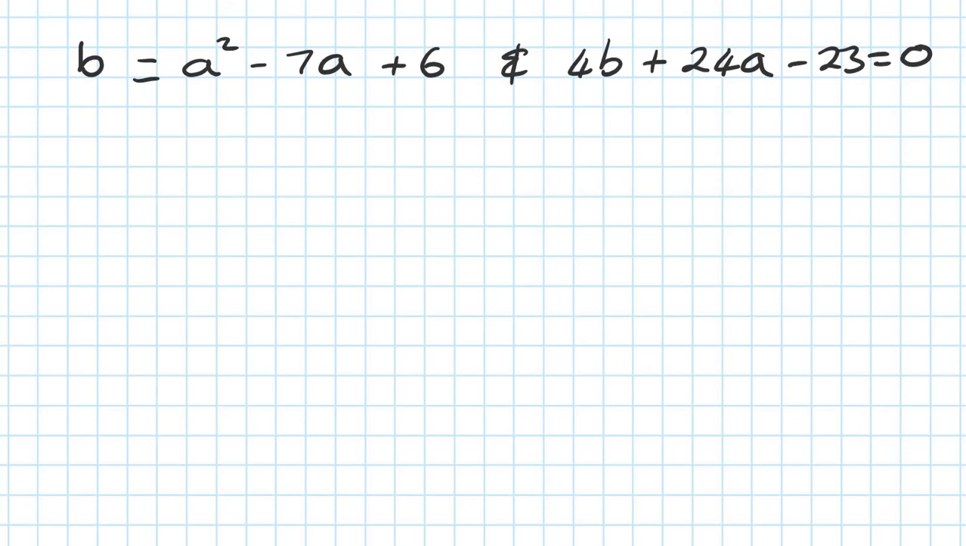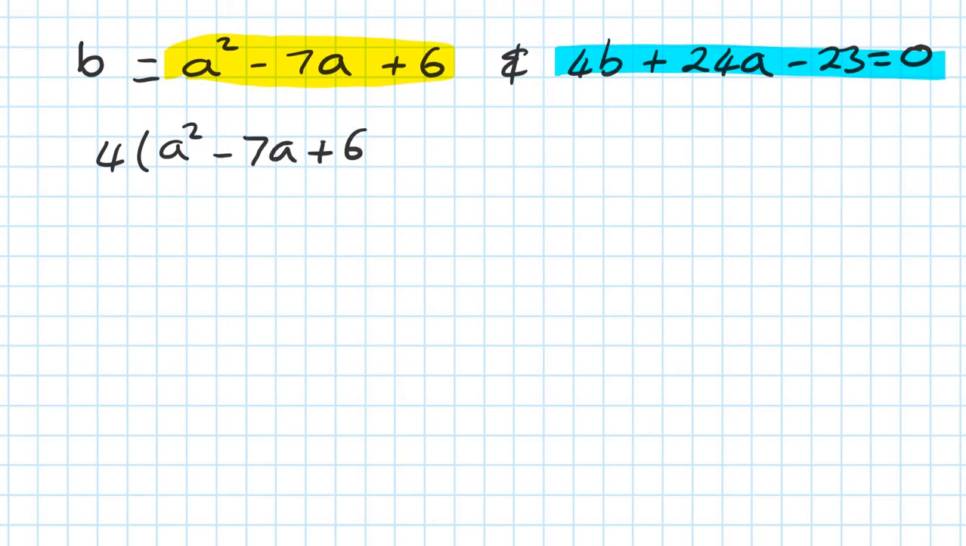Now, we have b equals a squared minus 7a plus 6, and 4b plus 24a minus 23 equals 0. So this means that every time we see b, we replace it with this equation. Looking at this equation, 4b means 4 lots of a squared minus 7a plus 6, add 24a minus 23 is equal to 0.